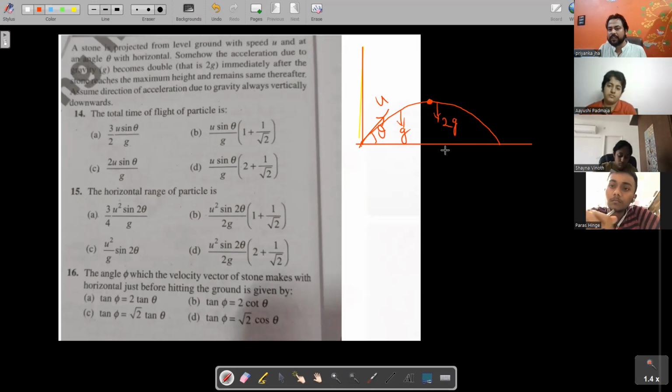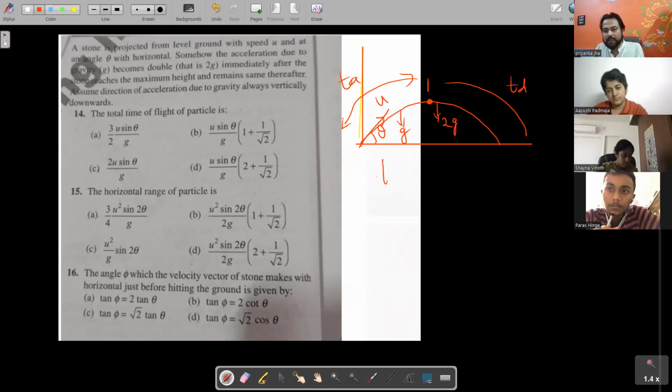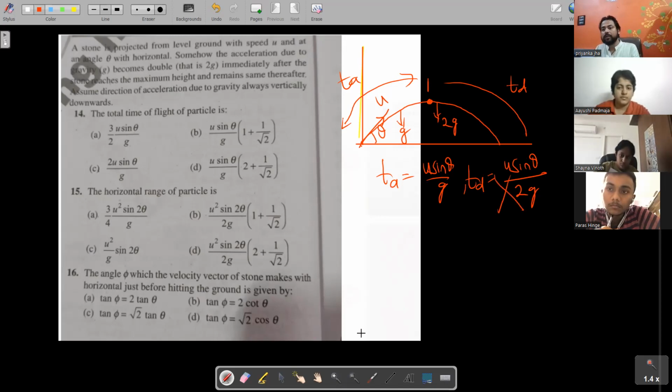Thereafter acceleration changes. Now you cannot say that the time of flight is 2u sin theta by g, because acceleration is not uniform throughout the motion, right? Now you can see the time of ascent and time of descent: till the maximum point, this time we can call the time of ascent, and after this point the time of descent. So the time of ascent, we know the formula, is u sin theta upon g, and the time of descent is u sin theta upon 2g, right? No, this is not correct.